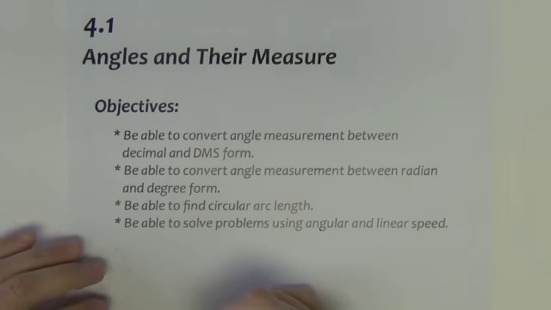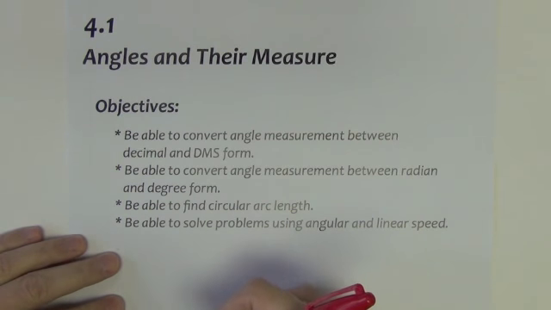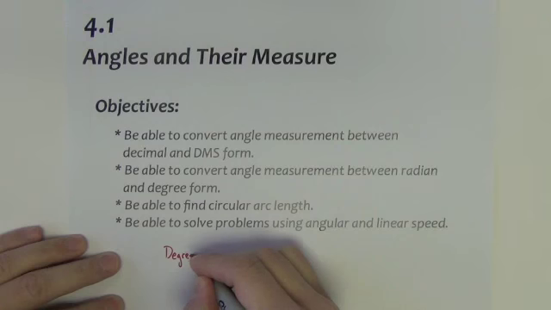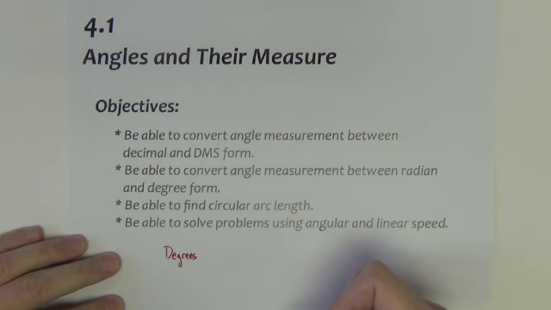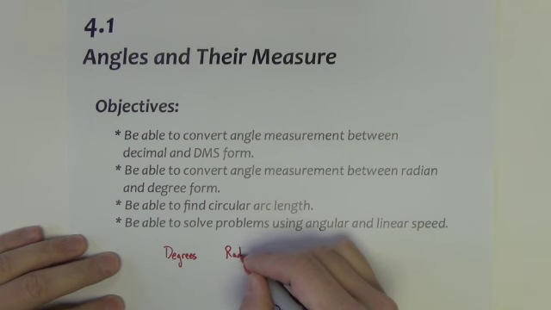Okay, this first lesson in our trigonometry course is called 4.1 Angles and Their Measure. We'll talk about angles and specifically two ways that we can measure angles. One you'll be familiar with. One is called degrees. You've been measuring angles in degrees for quite a while. And then the other one is called radians.